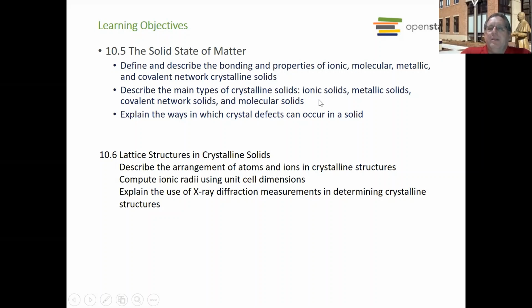An ionic solid is a solid that is formed with alternating positive and negative charges together. We have a metallic solid, which we'll talk about, covalent network, molecular solid. All of these are different types of solids.